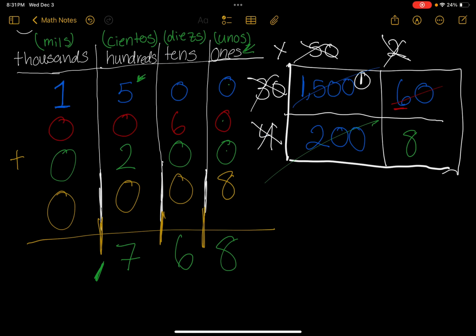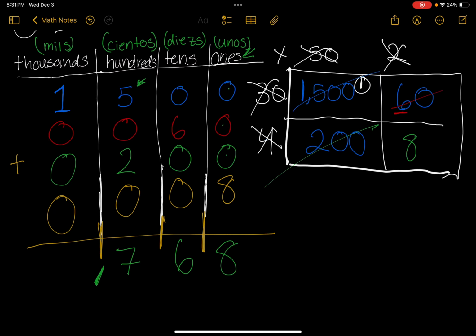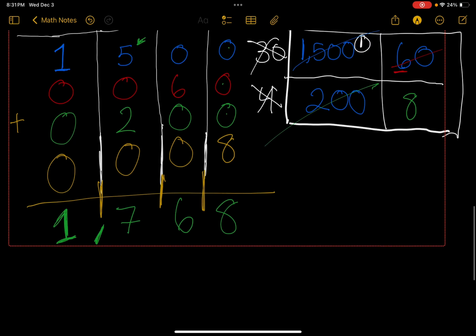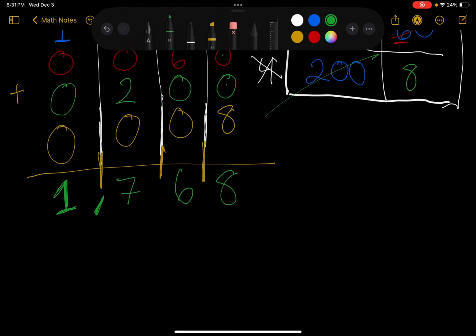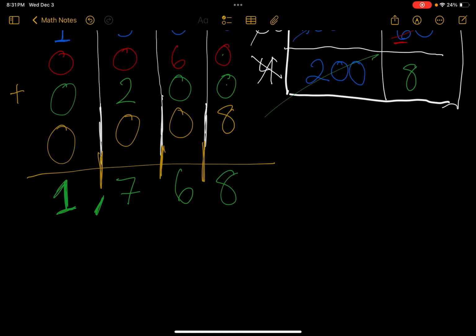Now, we're going to the thousands place. We have 1,000 plus 0. 1 plus 0 is just 1. And since we only have zeros here, we'll just bring the 1 down to join everyone else. So our answer in total is 1,768.